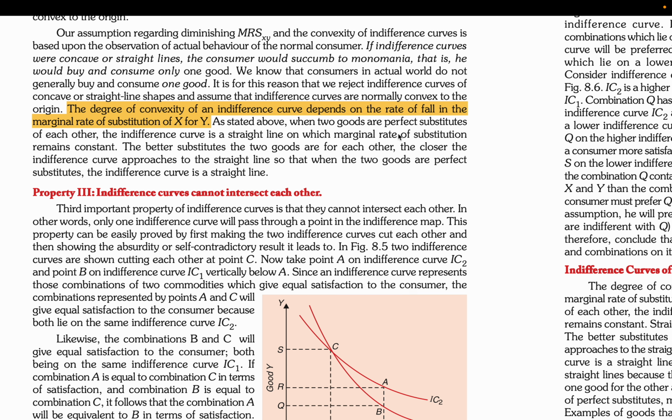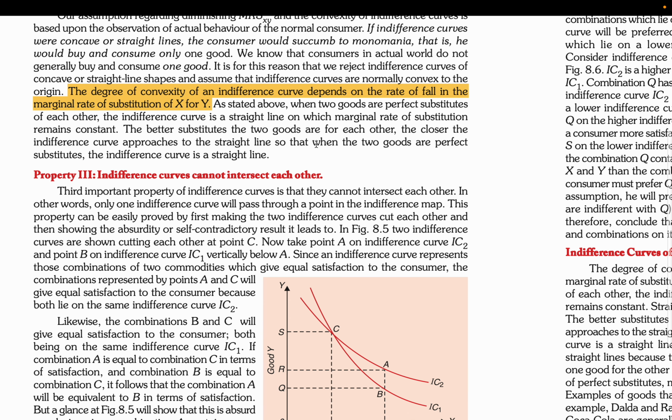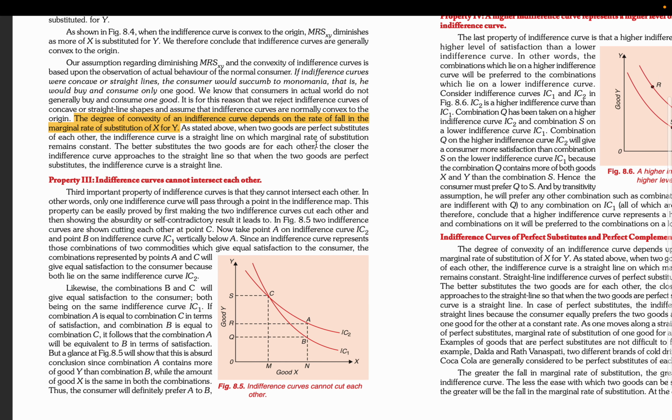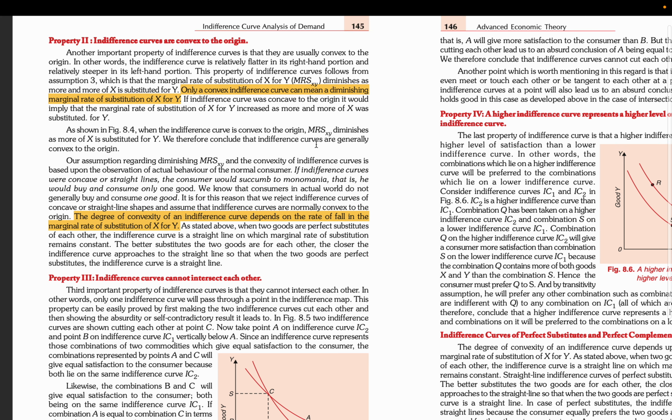As stated above, when two goods are perfect substitutes of each other, the ICs are straight lines on which MRS remains constant. The better substitutes the two goods are for each other, the closer the ICs approach to the straight line, so that when the two goods are perfect substitutes, the IC is a straight line. We'll see all of this in the next part of this very chapter.